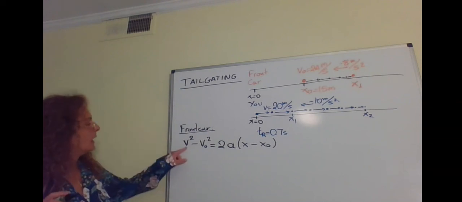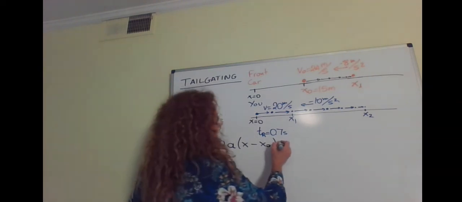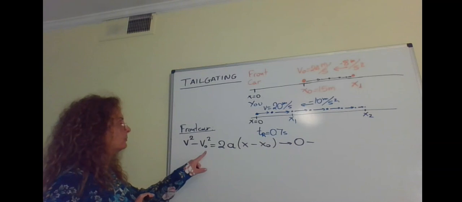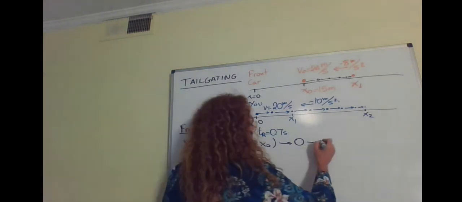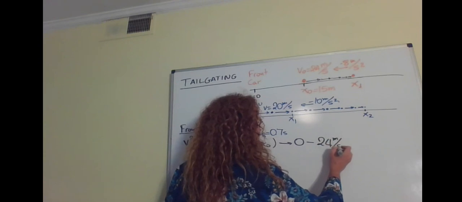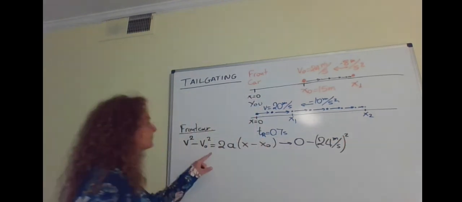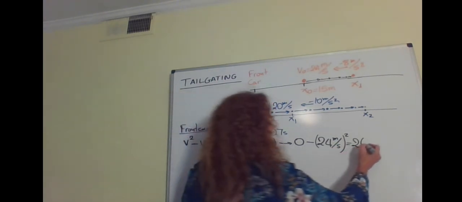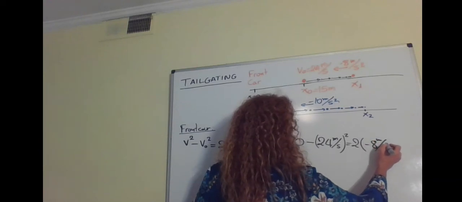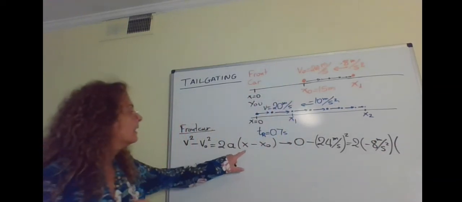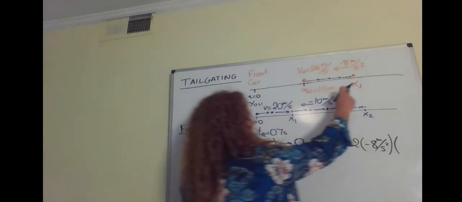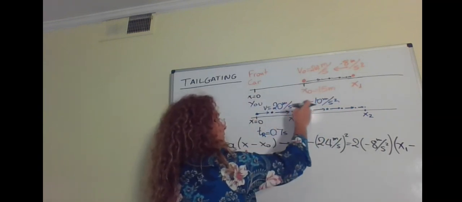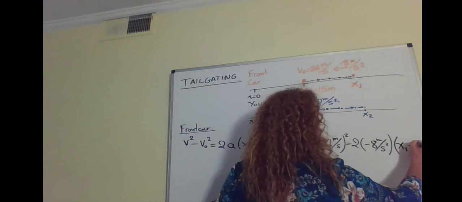I do know that I want him to stop, so his final velocity should be 0. I also know what his initial velocity is, 24 meters per second, right? Squared equals 2 times the acceleration, which is negative 8 meters per second squared. All right? The final position, this is what I'm looking for, minus the initial position.